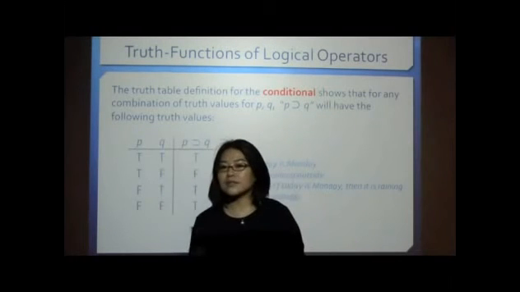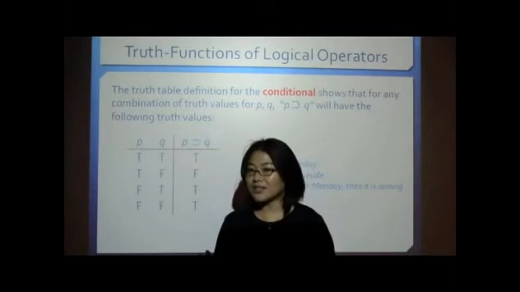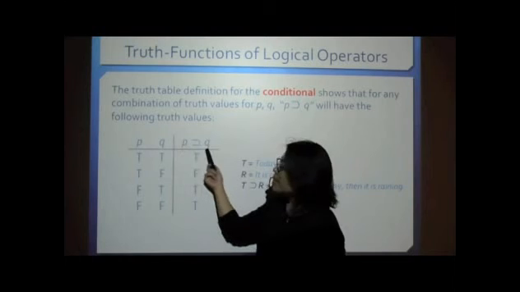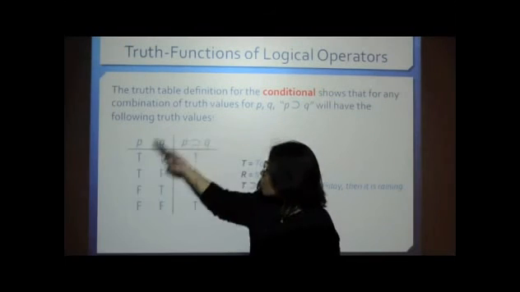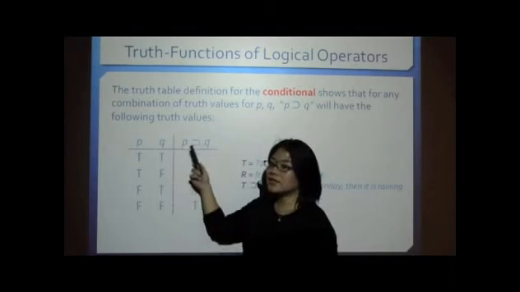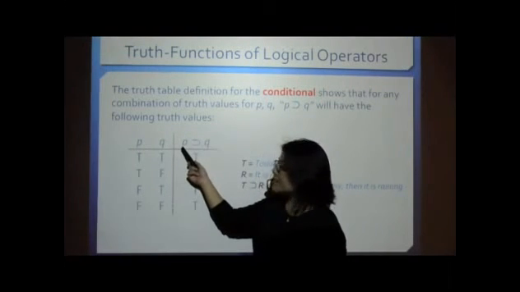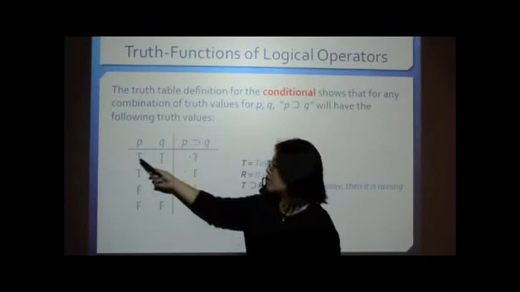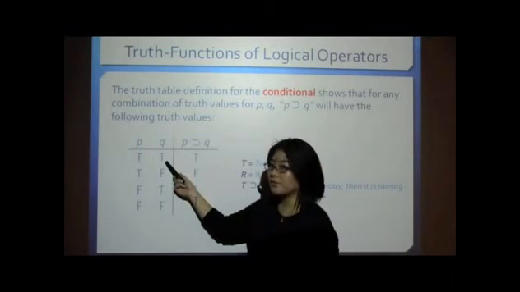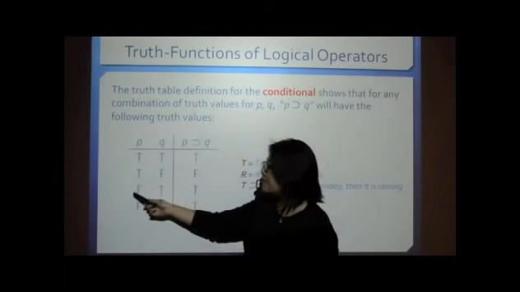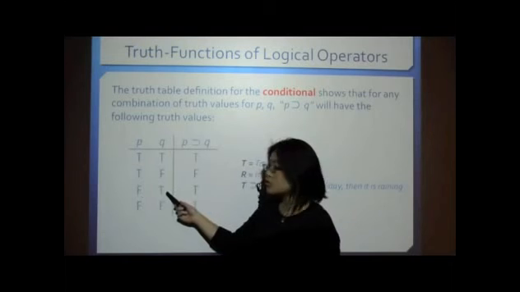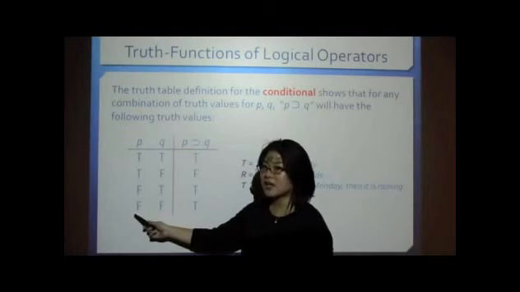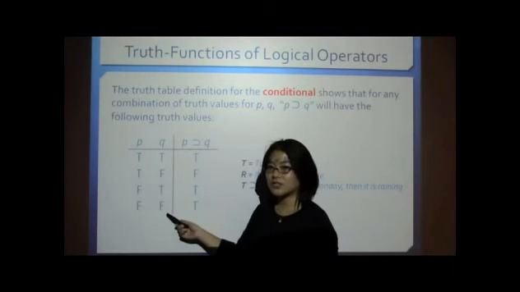Now, if you think about this in ordinary language, it might be kind of odd to you. If I give you the conditional statement, if Socrates is human, then he is mortal, according to the truth function of this logical operator, the statement will be true if it's true that Socrates is human and it's true that he's mortal. It'll also be true if it's false that Socrates is human, but it's true that Socrates is mortal. And it'll also be true if it's false that Socrates is human and it's false that Socrates is mortal.